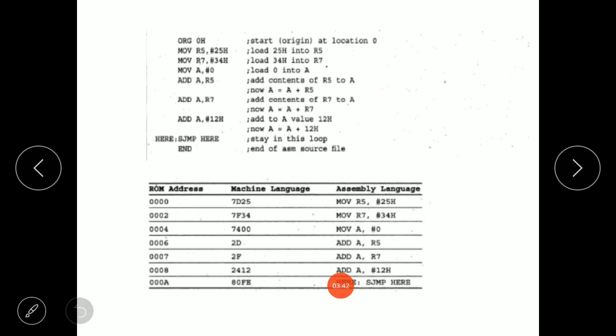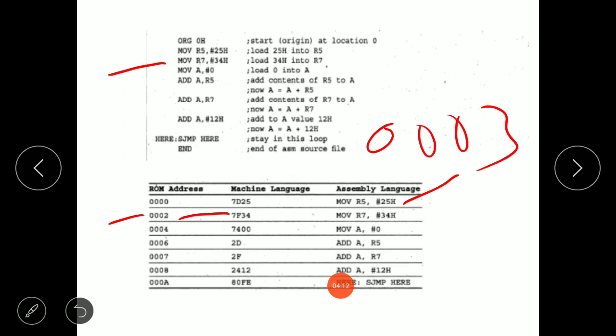These two memory locations are for this instruction, and the next memory location 0002 will be for the next instruction. So what is the next instruction? It is MOV R7, #34H. Again, it is a 2 byte instruction, one for the opcode, that is 7F, and another for the operand, that is 34. So 0002 is going to store the opcode 7F, and 0003 is going to store the operand 34. So 2 bytes of memory will be occupied by this instruction. And the purpose of this instruction is that 34H is going to get stored in the register R7.